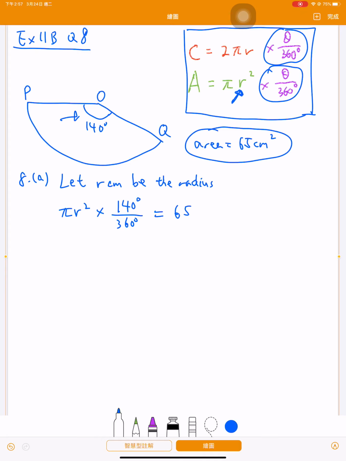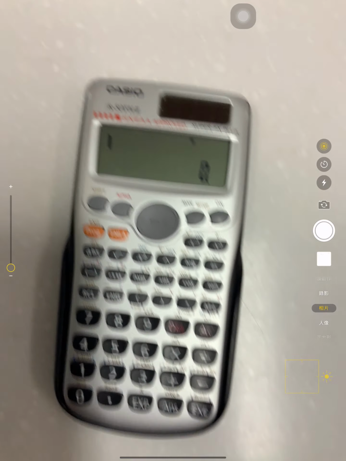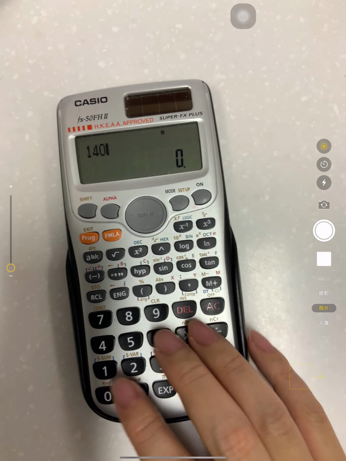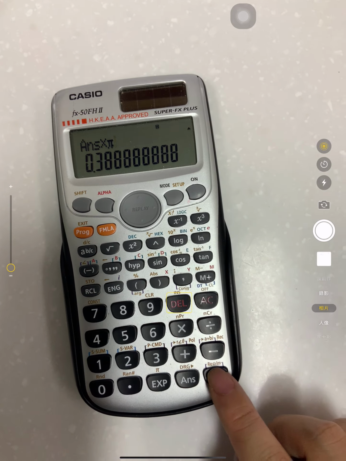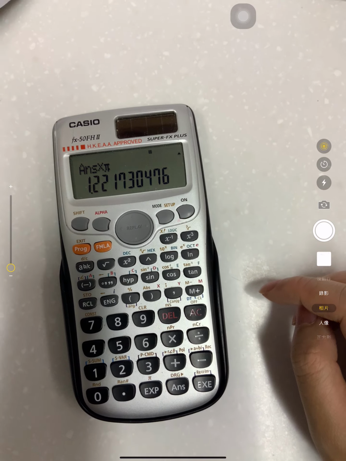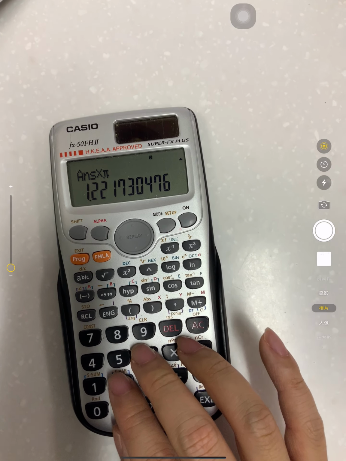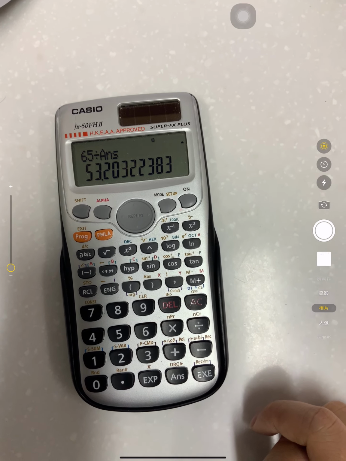We know that we can calculate this part and then divide to the other side. So I'm going to show you in the calculator. Okay, 140 degrees divided by 360 degrees, and then times pi. This one is the left hand side, and then times r squared is equal to 65. So divided to the right hand side, 65 divided by this answer. Then this one is the r squared.